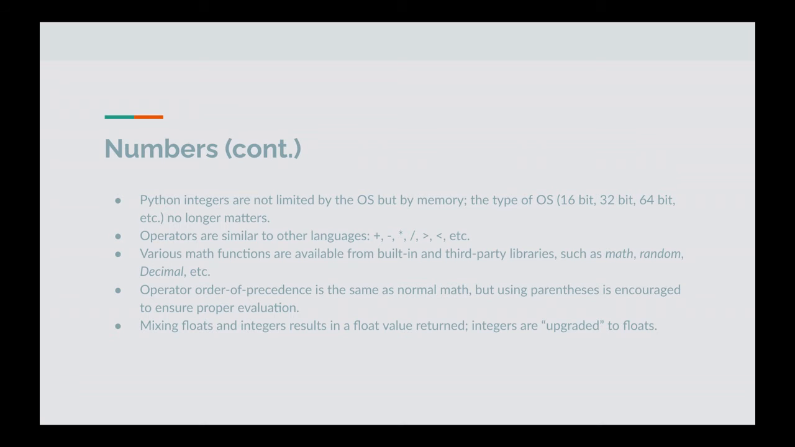Mixing floats and integers results in a float value. So if you have a decimal and an integer, your integer is going to be upgraded to a float value. So instead of an integer of 3, you would have 3.0. And that is just so when you do your operations with those mixed numbers, you get the most accurate value that's returned. So whatever the remainder is, the dot 5 or whatever your leftover is, is going to be more accurate that way.